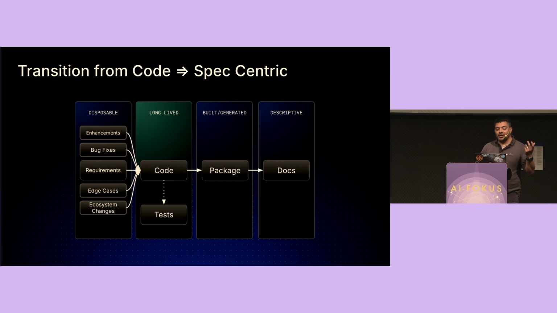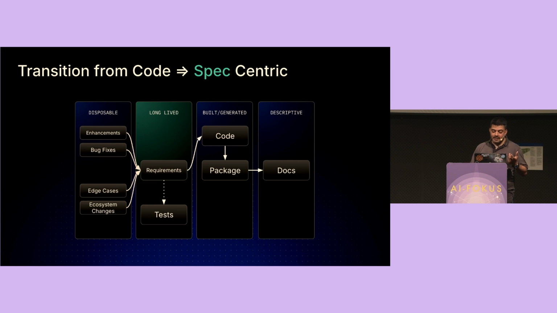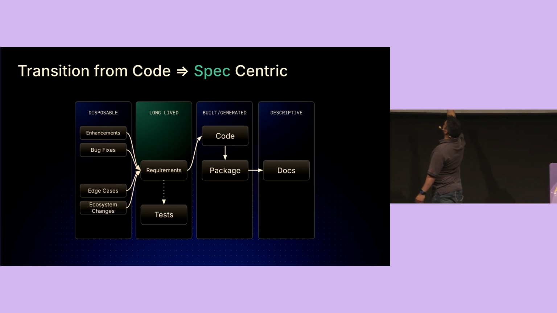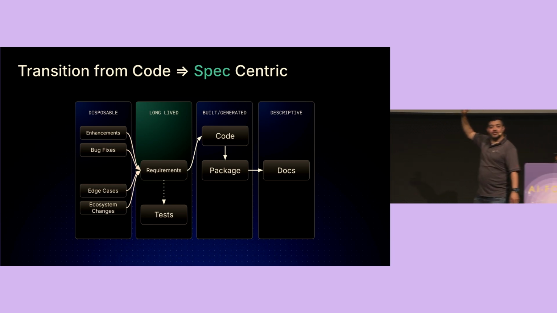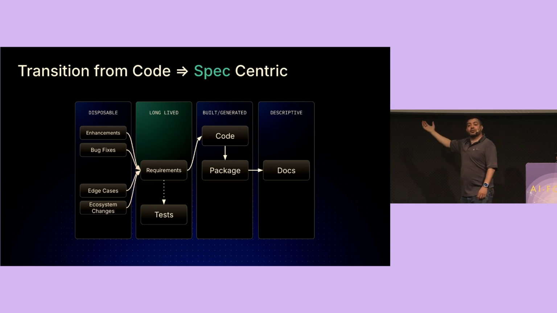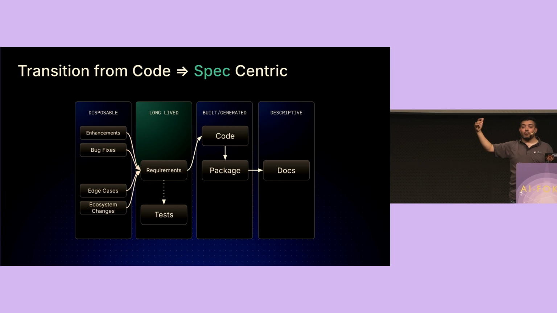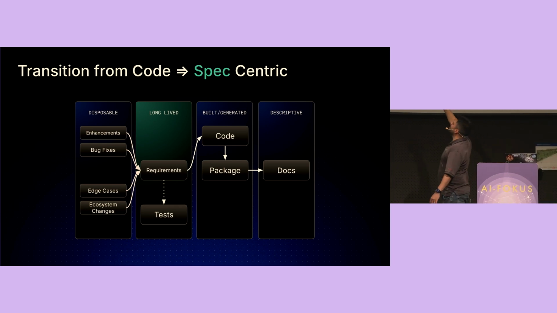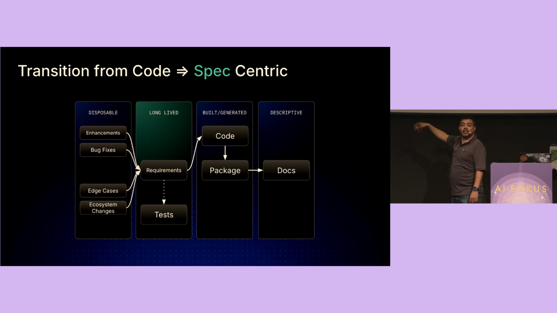So what we want to do is transition from a code-centric world to a spec-centric world. What does this mean? It means that the requirements have moved from disposable to long-lived, and the code is just something that is generated. So if we want to make an update to our edge cases, our bug fixes, etc., we do it potentially through a chat instance, but we do it to our requirements. Our requirements say what the what is. The how, this build-generated thing, is a disposable artifact from this point on. It can be respun, it can be regenerated at any point.